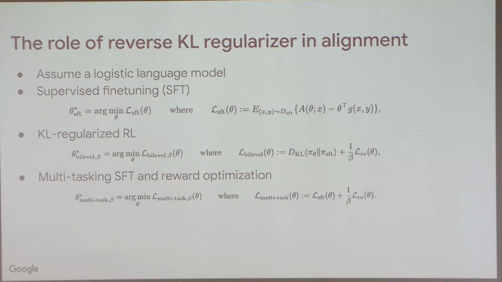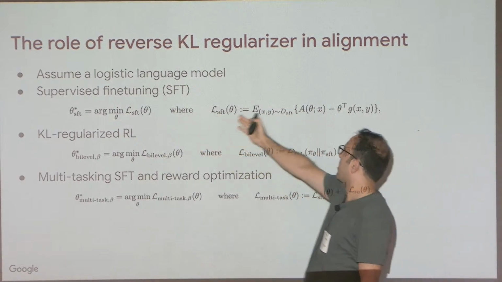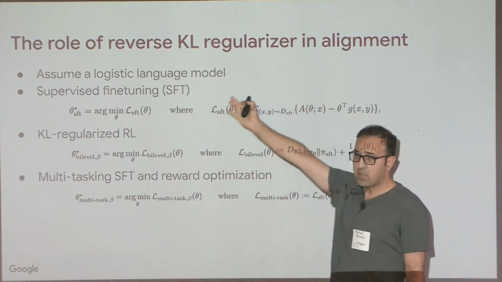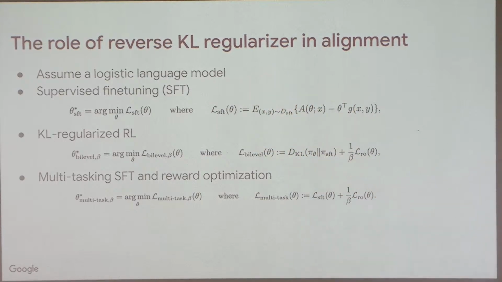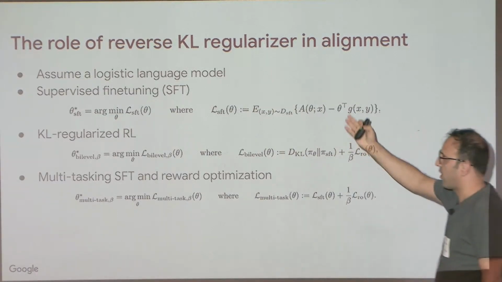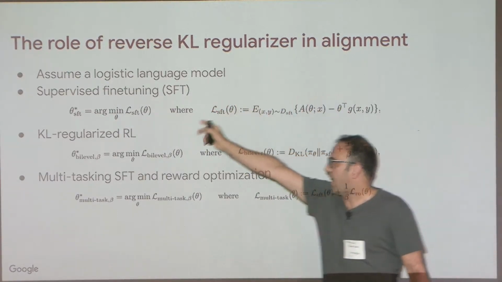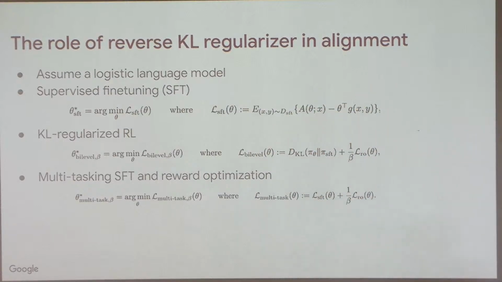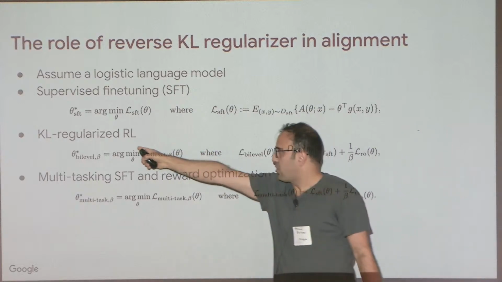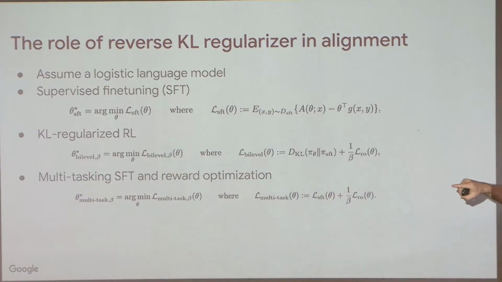So again, assume this very simple logistic language model that I just defined. Think about this like a ternary language model. Now, you can do supervised fine-tuning. Supervised fine-tuning is the stage before reward modeling, where you have a cross entropy loss on some data set, and you train the model on cross entropy loss. Let's call the outcome of that stage theta of SFT. Then we do KL-regularized reinforcement learning.